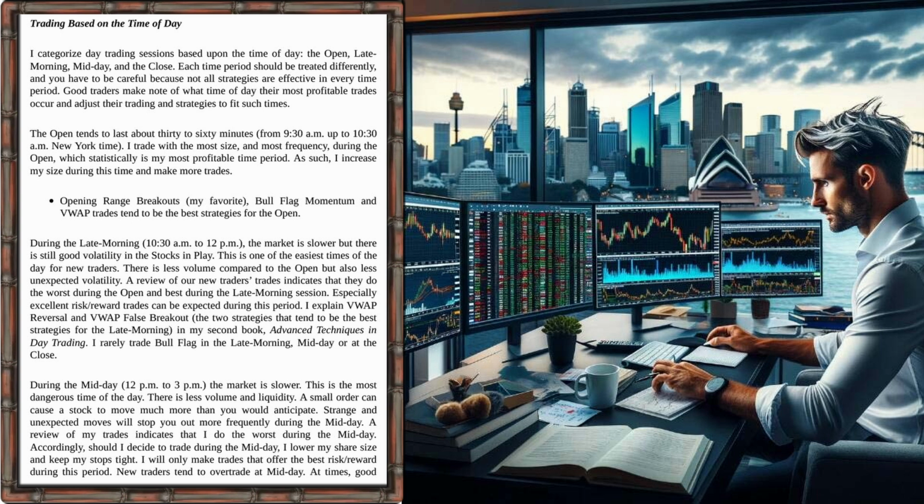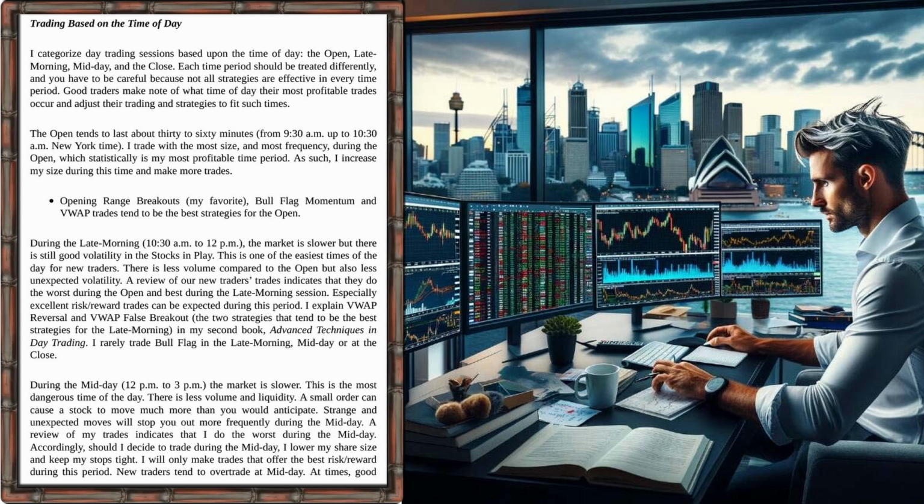During the midday, 12 p.m. to 3 p.m., the market is slower. This is the most dangerous time of the day. There is less volume and liquidity. A small order can cause a stock to move much more than you would anticipate. Strange and unexpected moves will stop you out more frequently during the midday. A review of my trades indicates that I do the worst during the midday. Accordingly, should I decide to trade during the midday, I lower my share size and keep my stops tight.